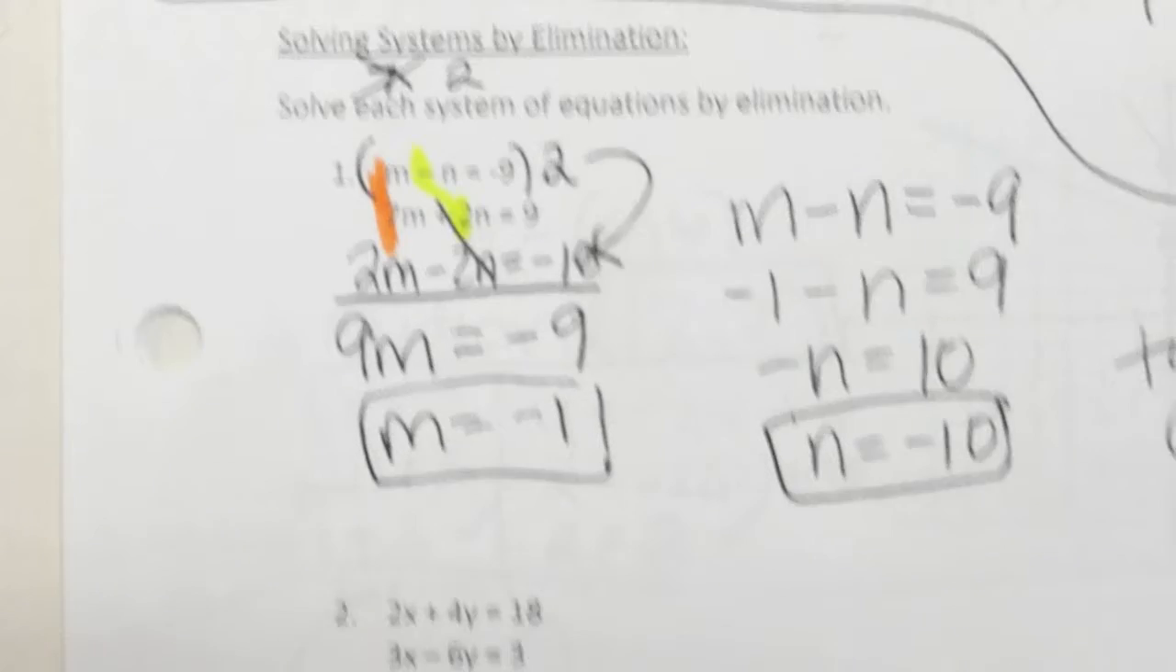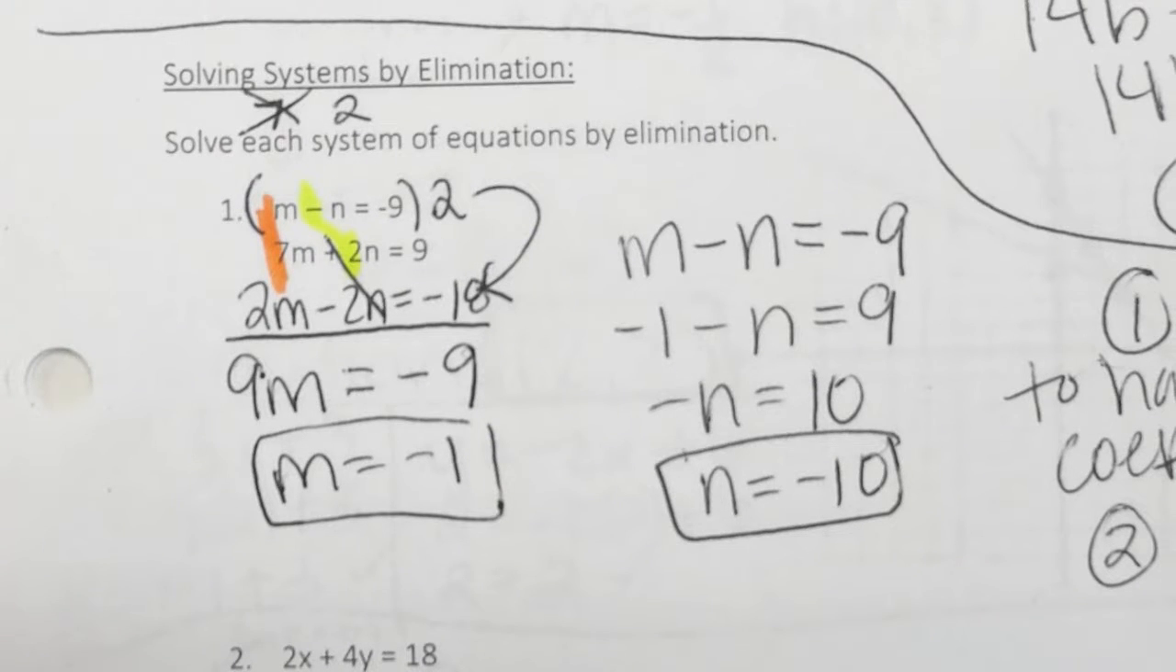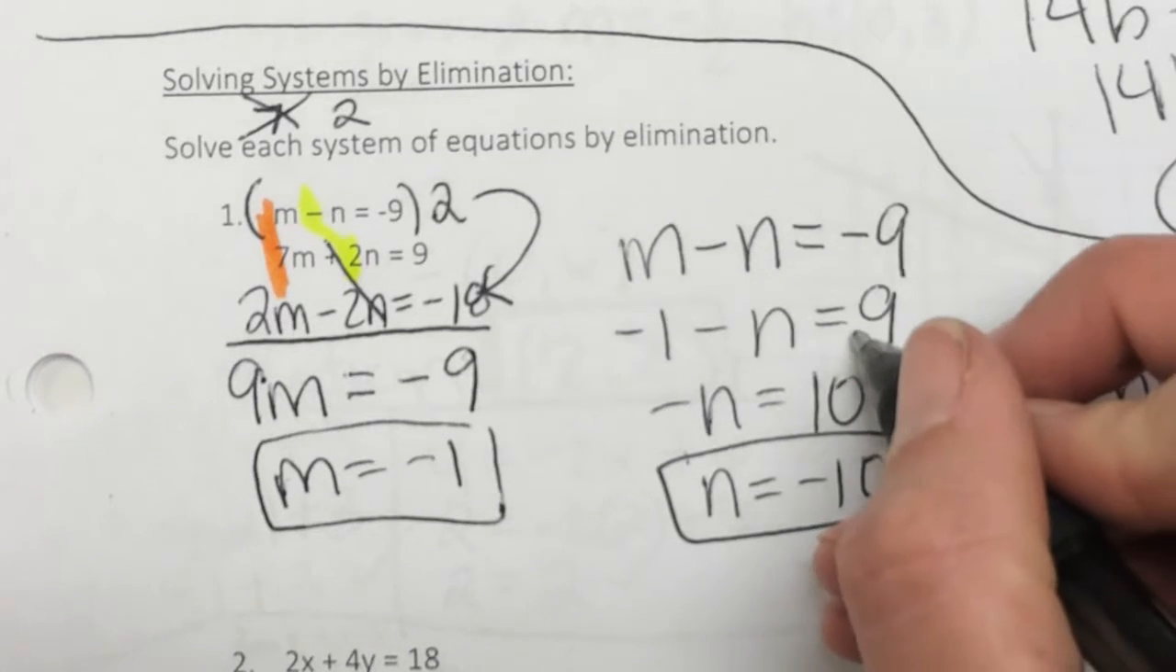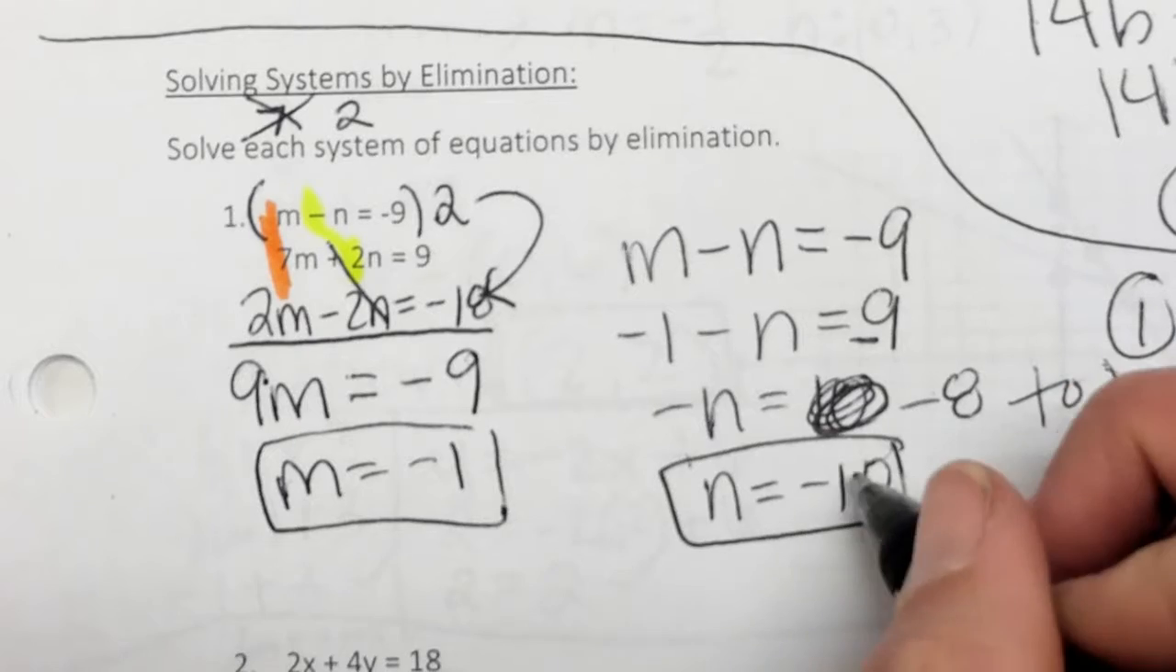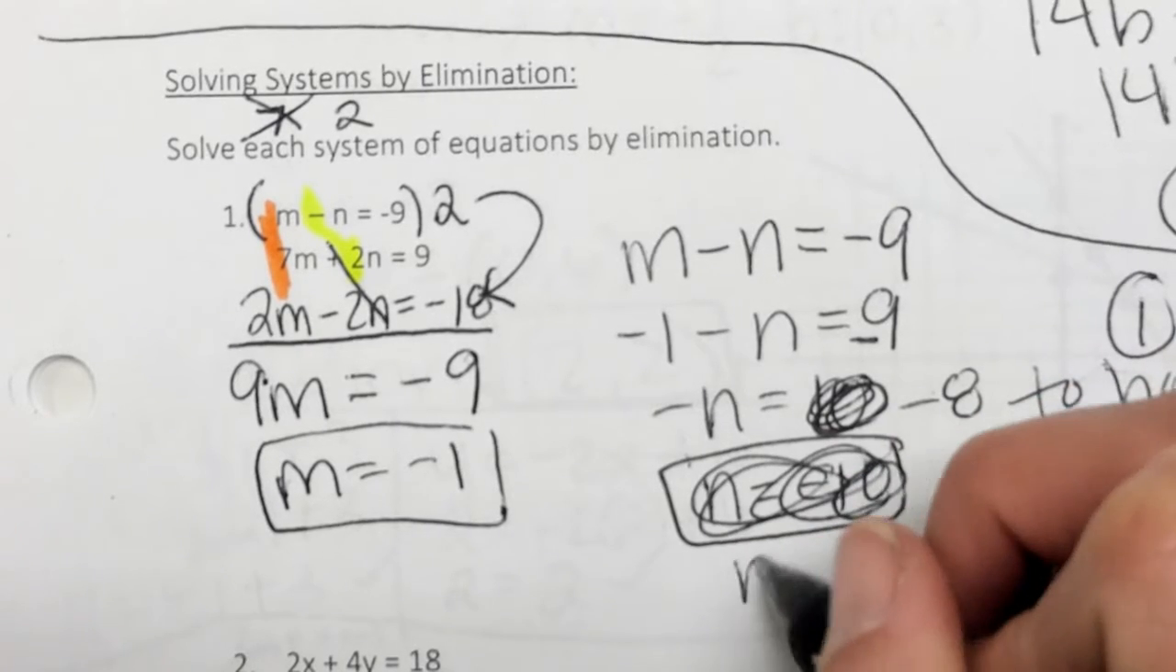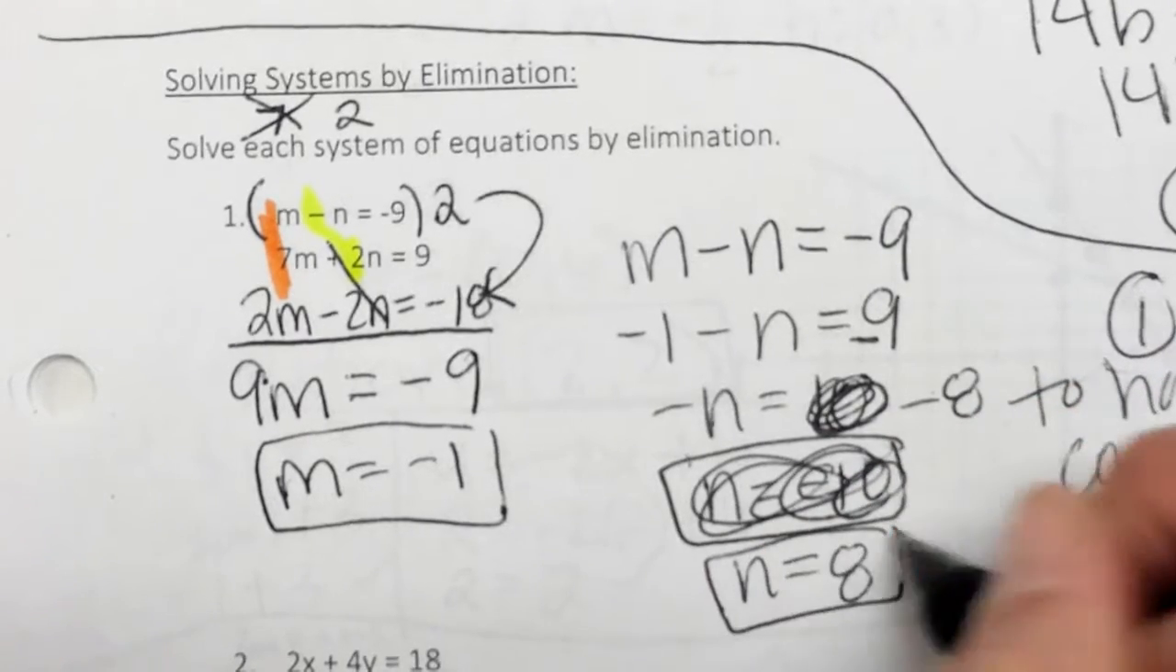Alright, going back to the next one. Wouldn't it be negative 9? Yeah, it would be negative 8 because the second line should be negative 9. Yes, thank you. I made a boo-boo. So this should be negative 8. This should be what? 8. Sorry. Very good.